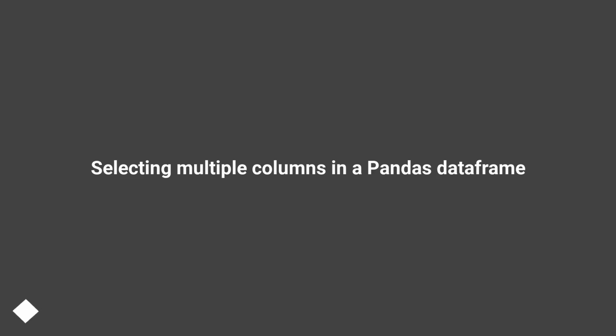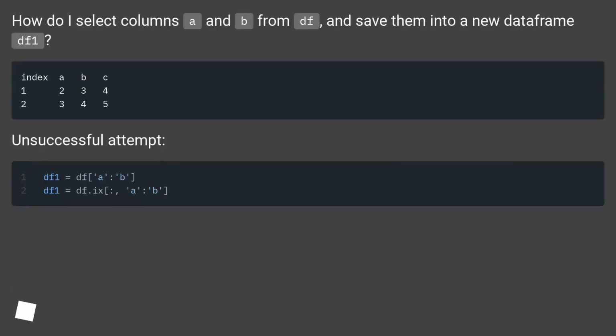Selecting multiple columns in a Pandas data frame. How do I select columns A and B from DF, and save them into a new data frame DF1? Unsuccessful attempt.